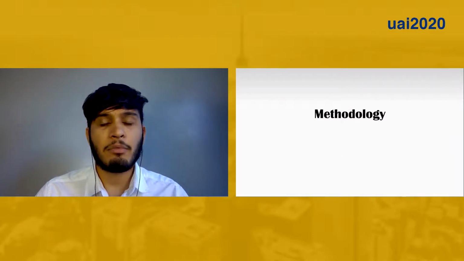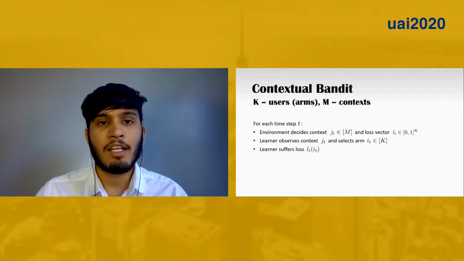Now, let us look at our proposed method for this problem. To incorporate context, we can now formulate this task as a contextual bandit problem with k users, which are the arms, and m different contexts. At each time step t, the environment decides the context from the m total contexts and the corresponding loss values for the context. The learner, who is our agent, observes this context and selects a user from the k total users according to the history of previous contexts, selected users, and suffered losses.